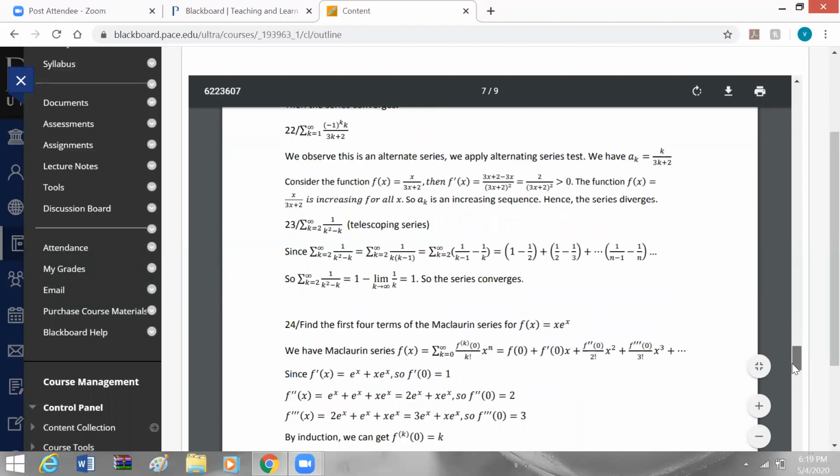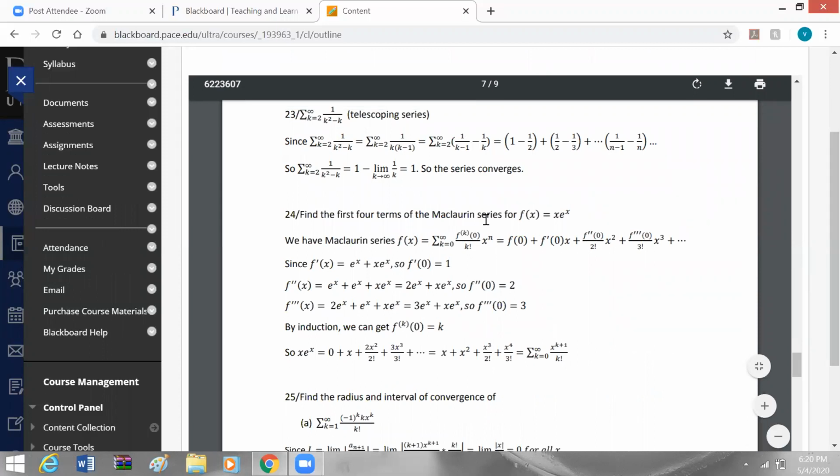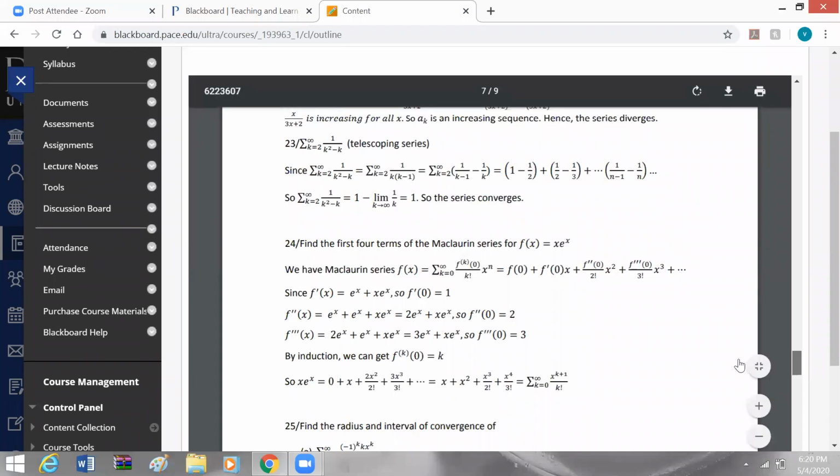Question number 23, the telescoping series, we can factor it out and rewrite it in terms of what we have. And the Maclaurin series for f(x), we can use the Maclaurin series. Basically, the Maclaurin series is the special case of a Taylor series where x equals 0. This is a very important part, the Maclaurin, that we can solve for.